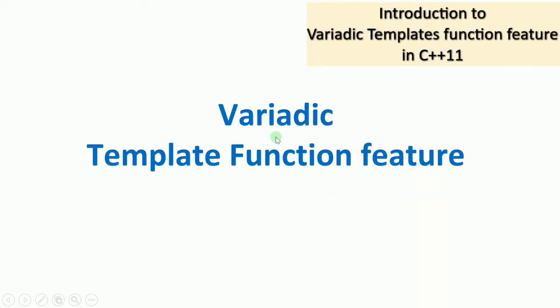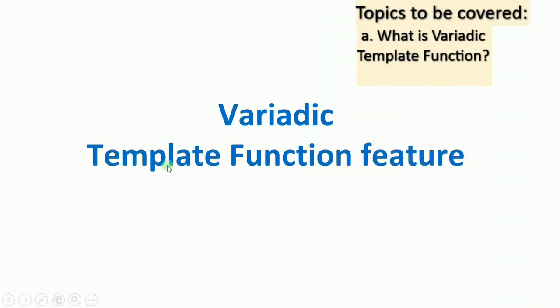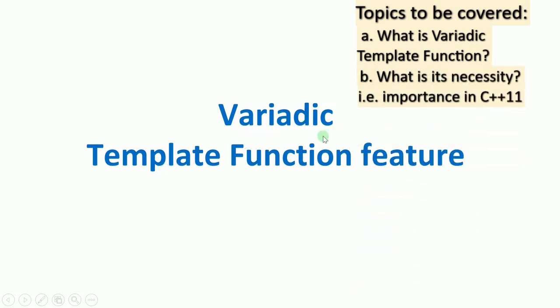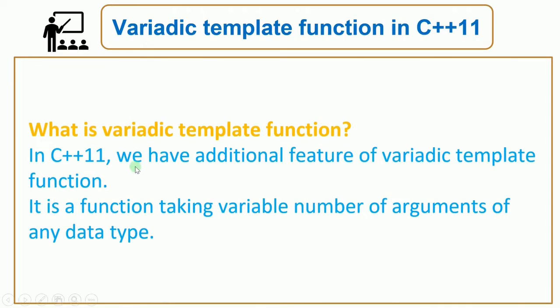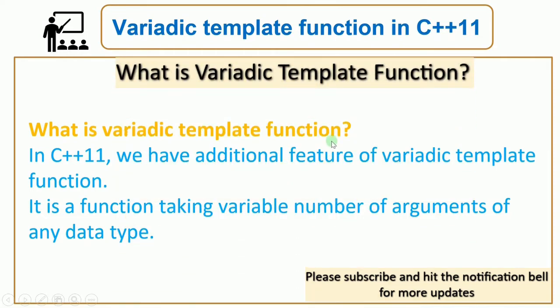Let's see the new feature, that is the Variadic Template Function feature in C++11. So here in this lecture you will be seeing what this Variadic Template Function is, what its necessity is, and what the importance of this feature is. Why did this feature arise in C++11? So let's see step by step, and we will also be writing the program on the IDE and executing it. Moving to the next slide to understand what this Variadic template function is.